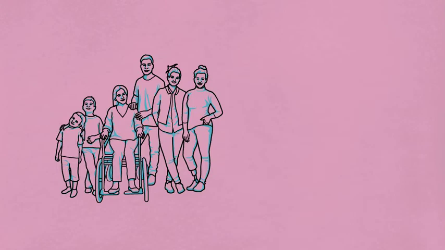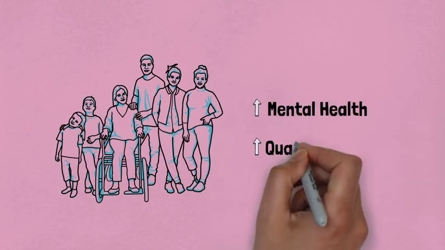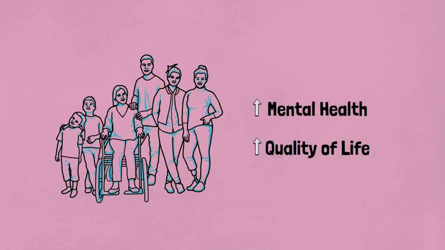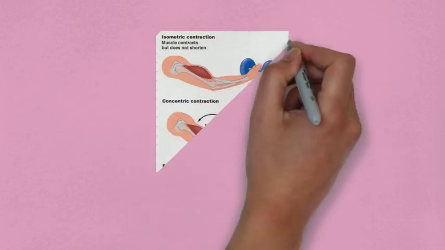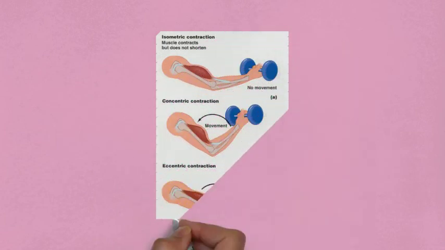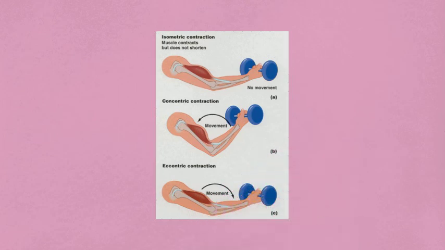Participation in physical activities has been shown to improve mental health and quality of life. However, special circumstances need to be considered so that students with DMD do not risk further damage to their muscles. There are 3 types of muscle contractions: isometric, where there is no change in muscle length; concentric, where there is a decrease in muscle length; and eccentric, where there is an increase in muscle length.